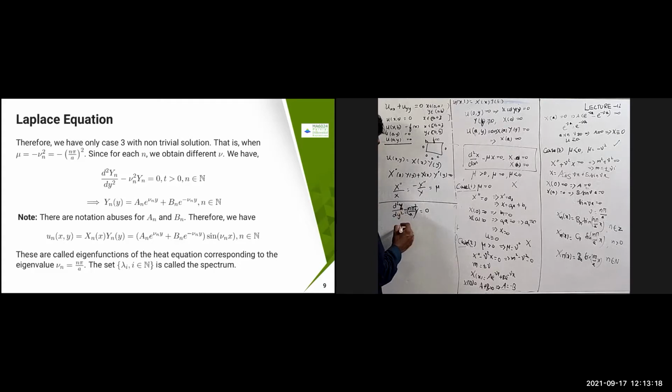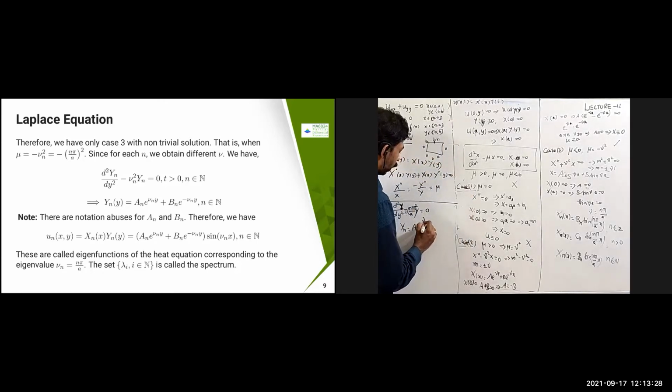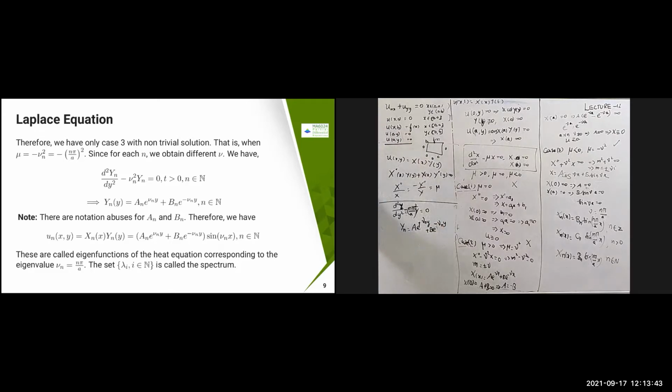So this is going to have y_n equal to a e^(-ν_n y) plus b e^(ν_n y), this way. Or you can do vice versa, with plus and minus swapped, that's the choice. So this is going to be a e^(ν_n y) plus b e^(-ν_n y), which is going to be the answer for this.